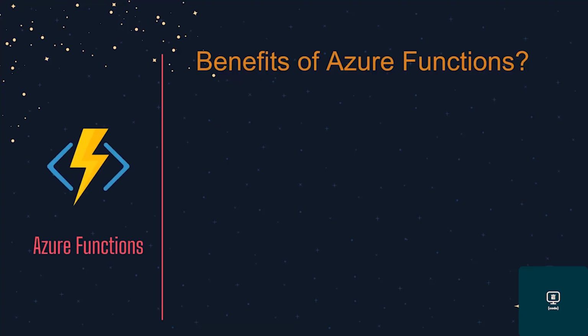Let's walk through some of the benefits of Azure Function. Azure Functions are easy to write and deploy. You do not have to worry about creating a server or managing that server. All of those things will be done by Azure Function. You just need to write your code and deploy that. Because of that, Azure Functions are lightweight and serverless.